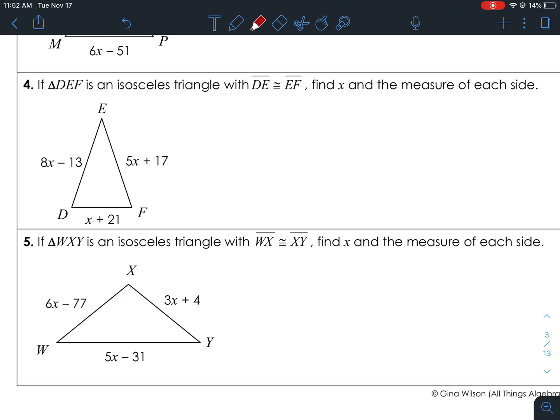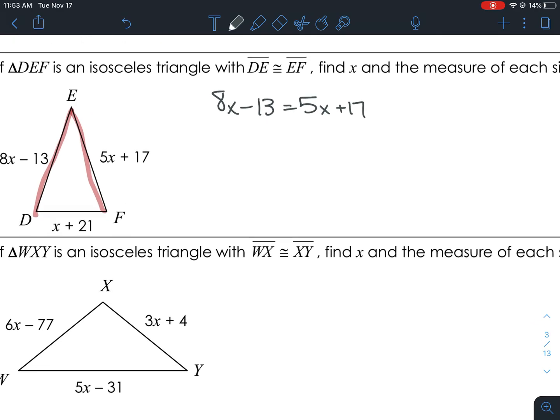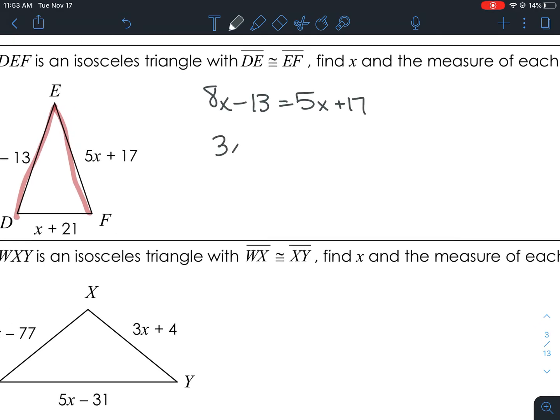Looking at 4 here, 4 is an isosceles triangle with DE equal to EF. So when we have that, we're just going to set those two sides equal to each other. So I have 8x minus 13 equal to 5x plus 17. So now I'm going to go ahead and solve. So I'm going to minus my 5x over. That gives me 3x minus 13 equals 17. Add 13. So that gives me 3x equals 30. Divide by 3. So x equals 10.